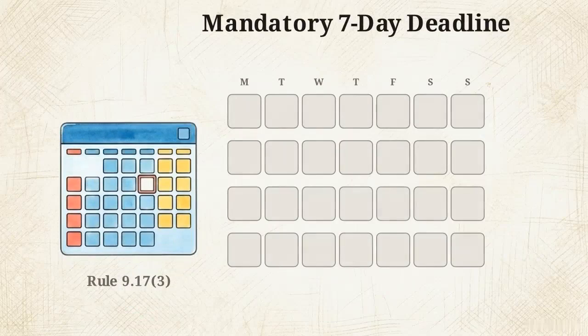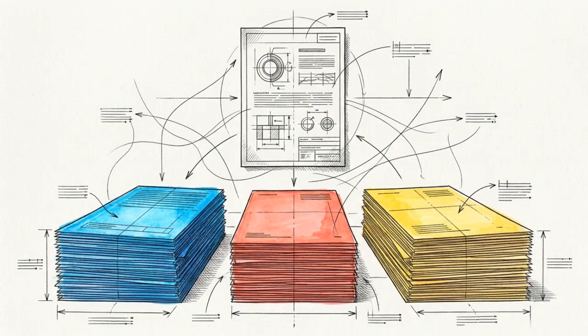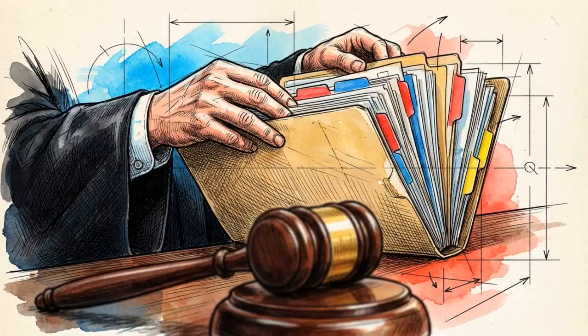Exactly 7 days before the hearing date, the court demands detailed documentation to ensure the session is productive. This deadline forces both sides to provide a comprehensive view of their positions to the court. Under Rule 9.173 of the FPR, the applicant must file a record of all prior settlement offers, proposals, and the corresponding responses. This requirement provides the judge with a documented history of the negotiation before the parties arrive.